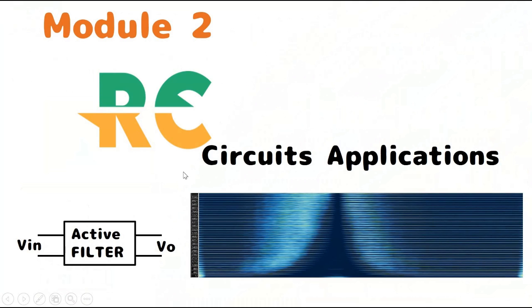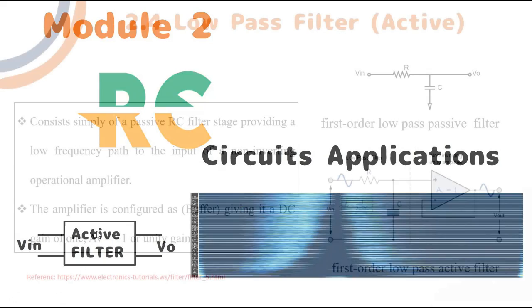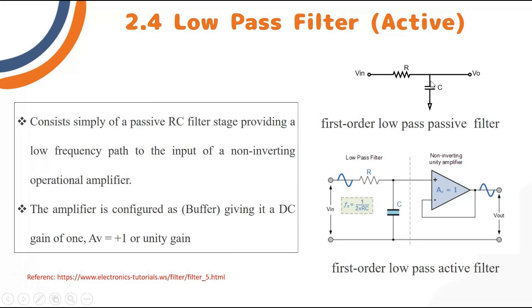In this video, we'll learn about the active filter. Active low pass filter. In the last video, we had seen that by just using RC, we can design a low pass filter which is passive and first order. But this kind of low pass filter has some limitations. The first is that the output is always less than the input, and the cutoff frequency depends on the load. If the load is modified, the cutoff frequency is modified also.